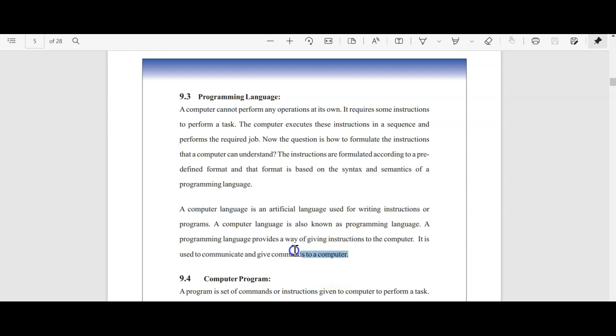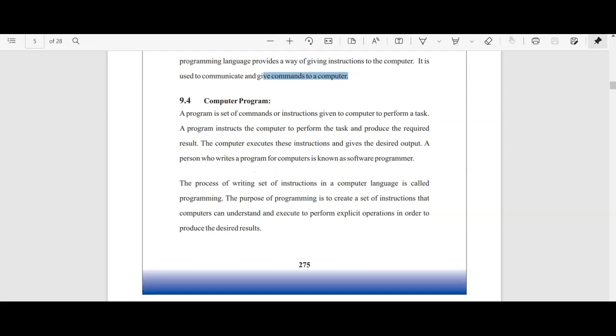So the basic function of any programming language is to communicate with the computer so that users can communicate with it. To make it work, we need to give it input so that it can produce output. How do we give instructions to the computer? It is in the form of computer programs, just like we said about computer software.